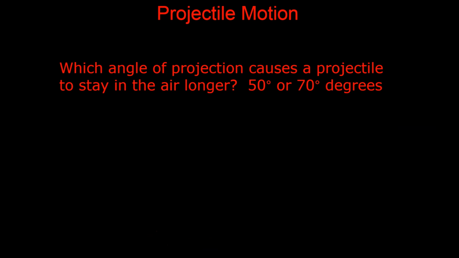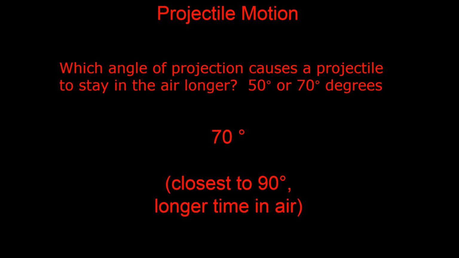So, just as a quick question, which angle of projection causes a projectile to stay in the air longer, 50 or 70 degrees? Well, the higher your object goes, the longer it's in the air for. 90 degrees was our maximum, so consequently 70 degrees will result in our object being elevated and in the air for longer than 50.